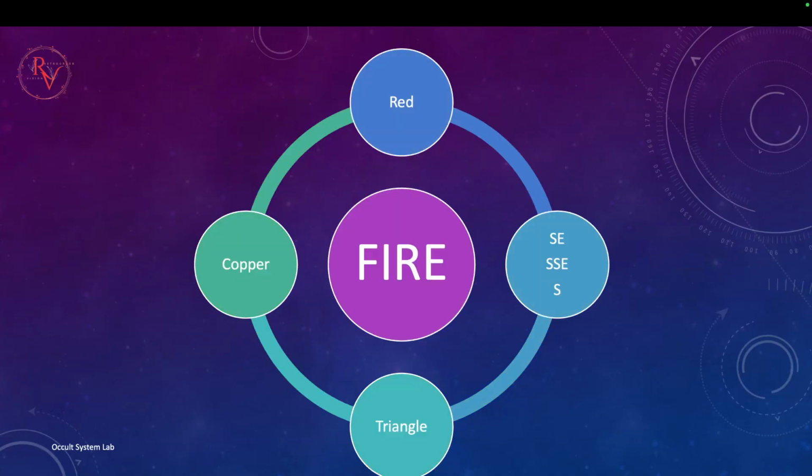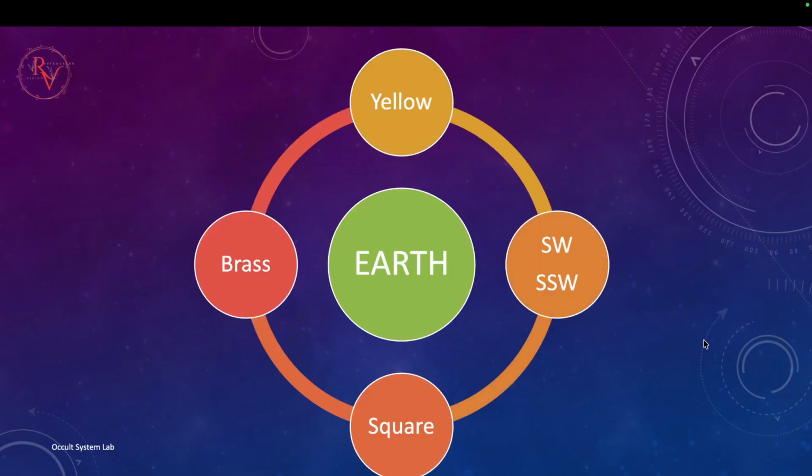Okay, similarly, you can see for fire, it is red. These are the directions: southeast, southeast, and south. It is triangle. So remember, fire represents triangle, and copper is the metal for fire. Okay, next you have the earth element. So it is yellow in color. Southwest and southwest are the directions. Square is the structure. Anything which is squarish represents the earth element.